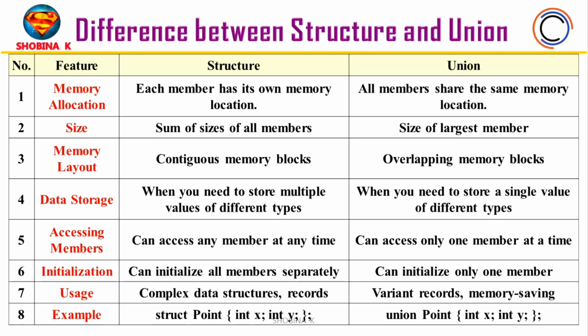Structure can access any member at a time independently, whereas union can access only one member at a time. That is, the most recently assigned member contains the valid value. Next, structure can initialize all members separately, whereas union can initialize only one member at a time. Structure is used for complex data structures and records, whereas union is used for variant records and memory saving scenarios. Example for structure and union is given here. They may appear similar in syntax, but their memory management and usage differ significantly.